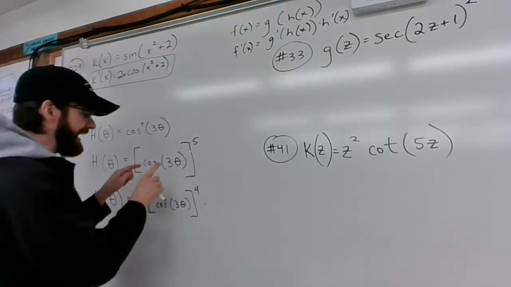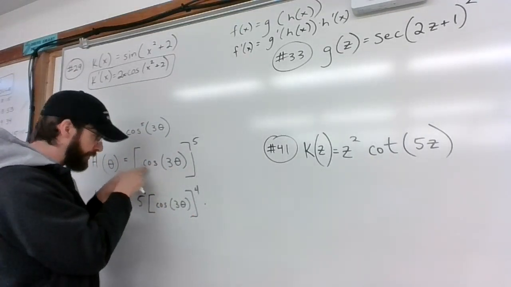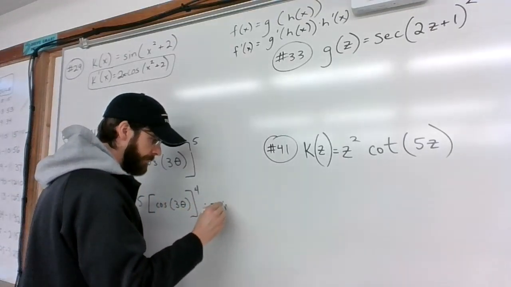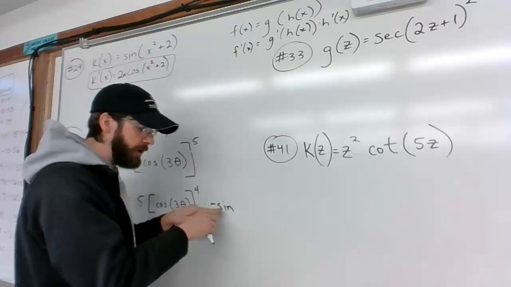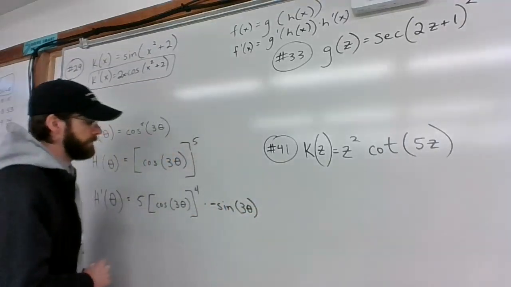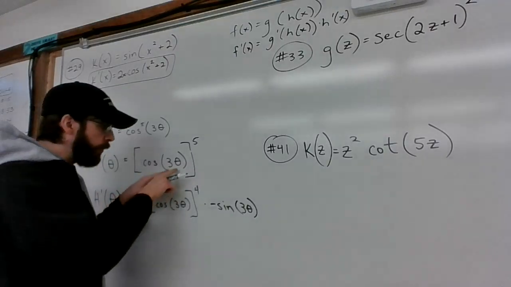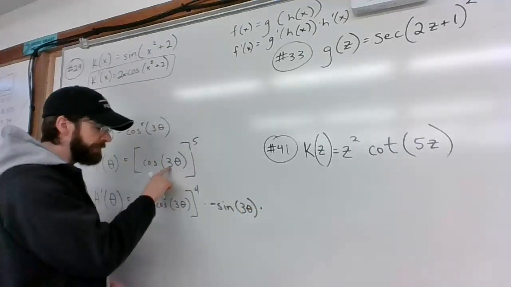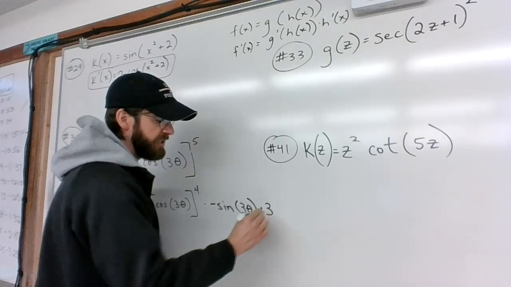Now, the inner derivative, we're talking cosine. The derivative of cosine is negative sine. We're talking cosine of 3 theta, so it's still negative sine of 3 theta. Derivative number 2 done. And now we work on our innermost function. The derivative of 3 theta is kind of like the derivative of 3x. It's just going to be 3.